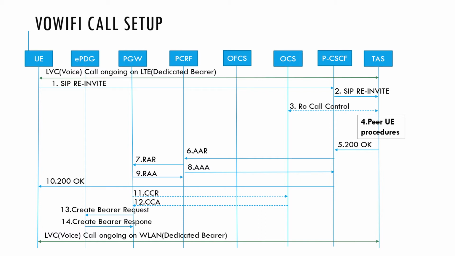So now the P gateway can create a dedicated bearer with the EPDG, and for this purpose the P gateway sends a create bearer request to the EPDG. EPDG sends a create bearer response back to the P gateway. At this point we have set up a dedicated bearer, and we can say that our ongoing voice call is now on the WLAN dedicated bearer rather than the LTE dedicated bearer. So this is the call flow for call setup.